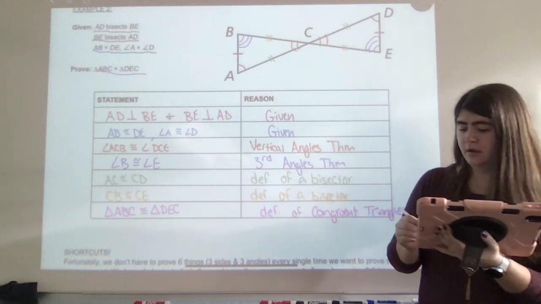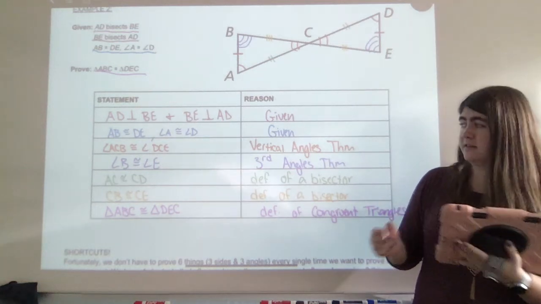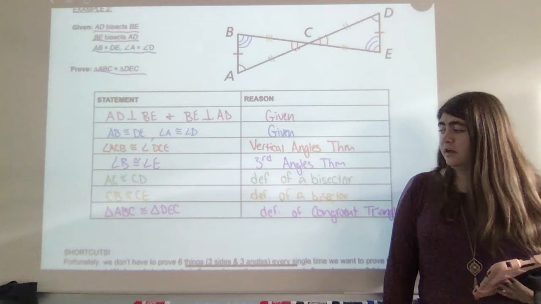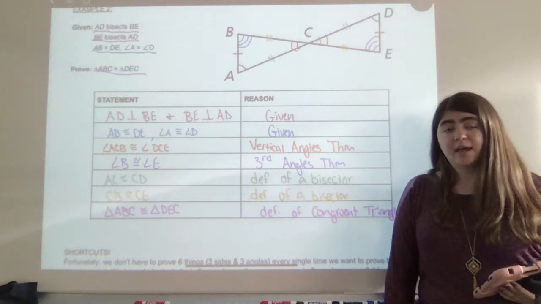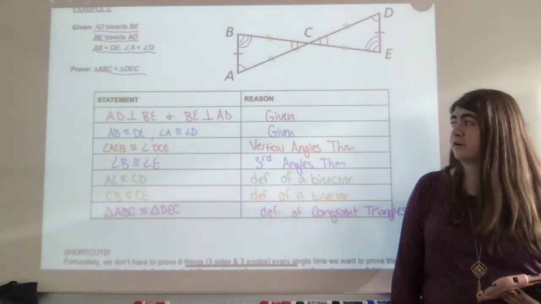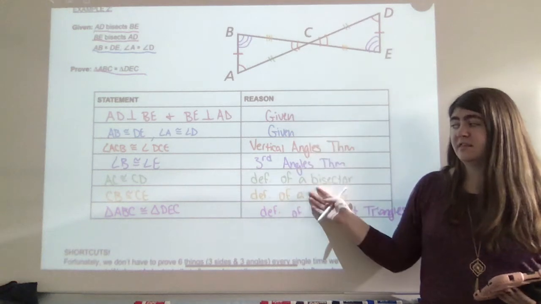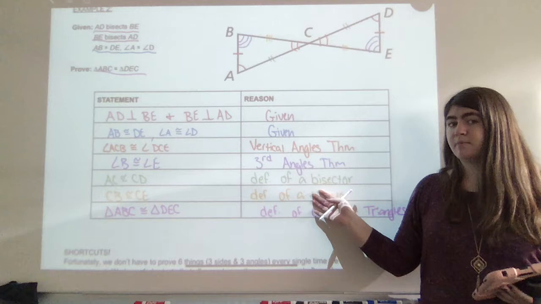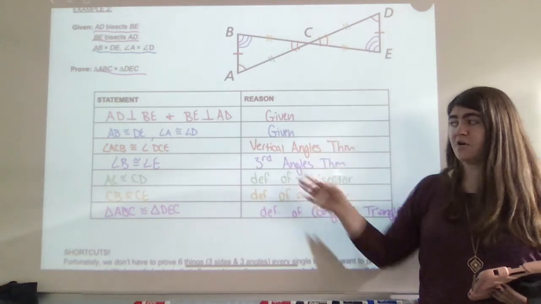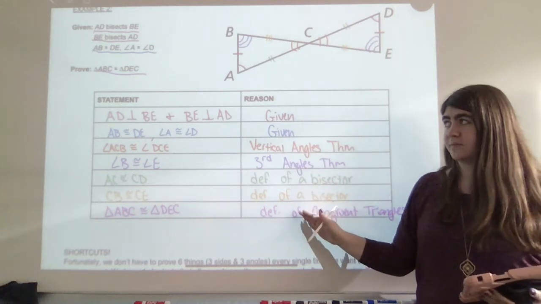Alright, so now you might be looking at this and are thinking, every time I have to prove two triangles are congruent, I have to show all 6 of these things. This could be a lot. There's a lot going on here. This might be too much.